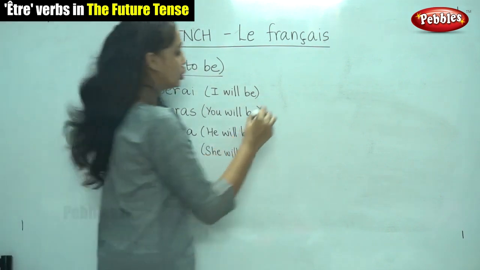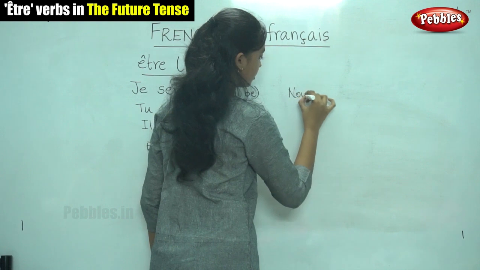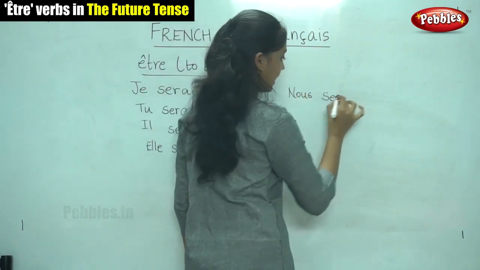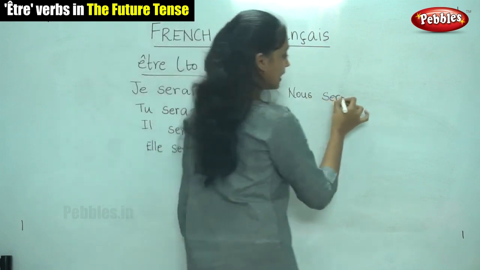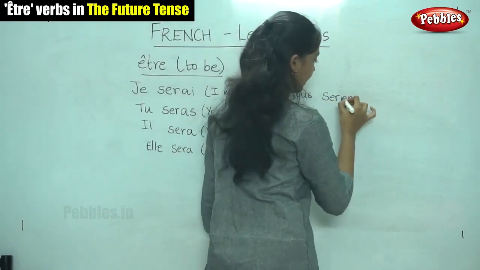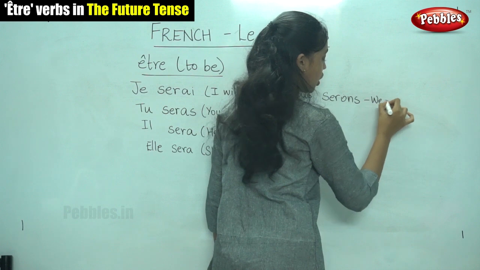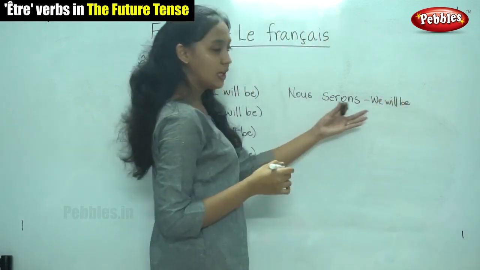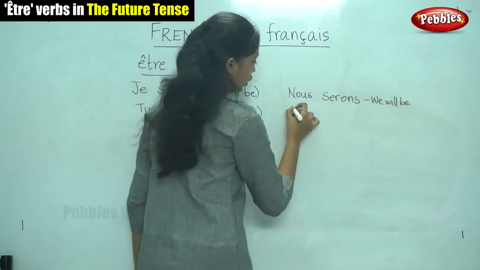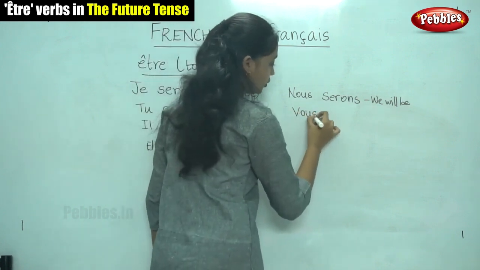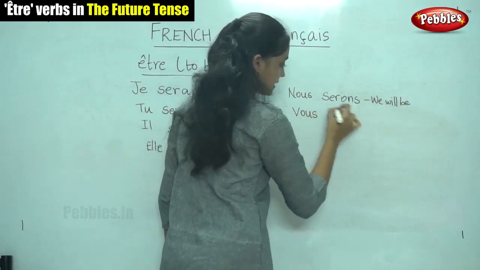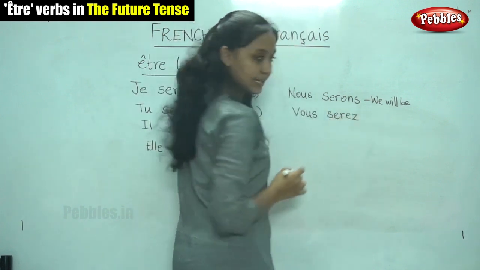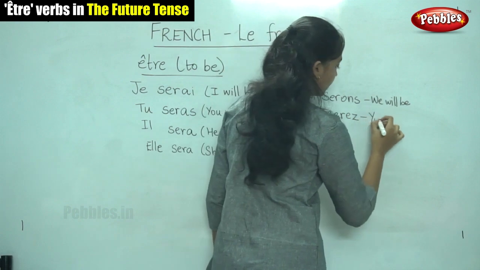Next, for nous. What is the stem? It is SER, and for nous, the ending is ONS. It means we will be. For vous, we write the stem followed by the ending EZ. You will be.